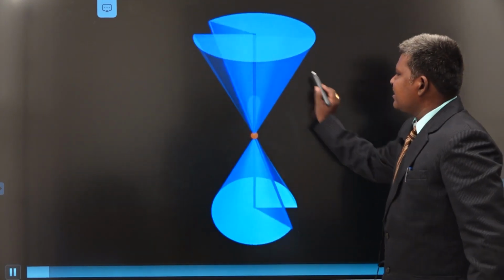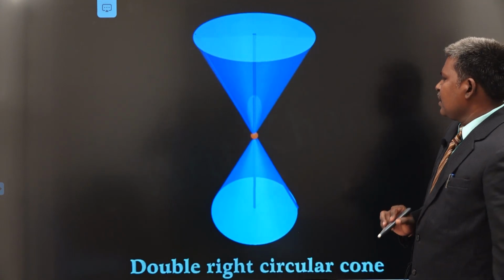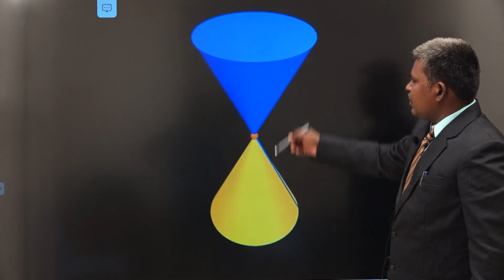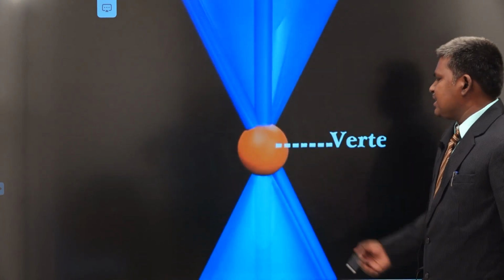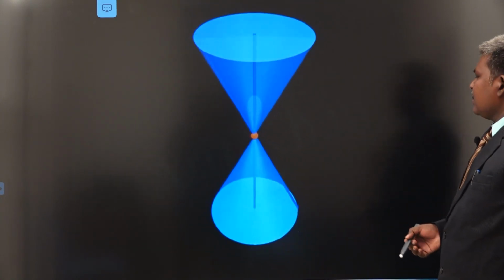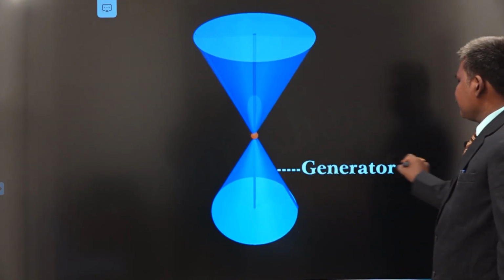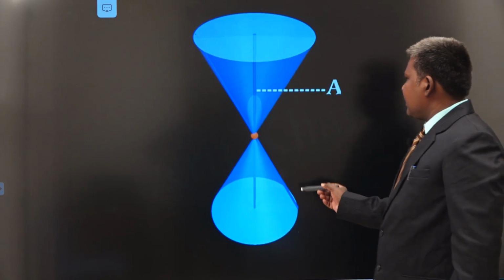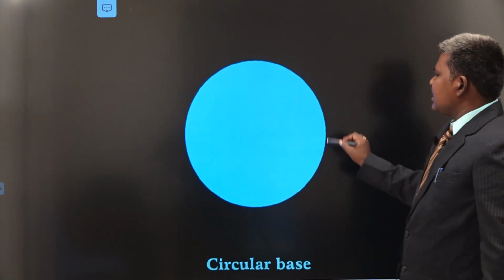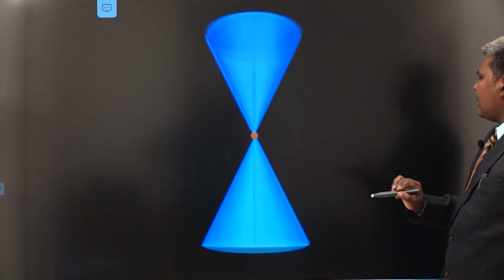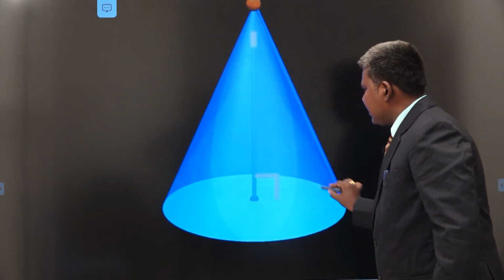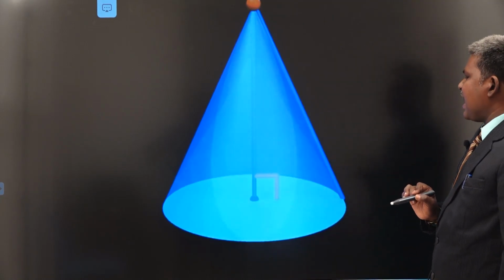Now it generates the double right circular cone like this. This is your vertex. Now these are two portions. This is the upper portion and this is the lower portion. This is called the vertex of the cone. Now this is the generator, and this is said to be the axis, already we explained. This is the base, it is of the form circular. This axis is always perpendicular to this base. This is the circular base as shown in this figure.